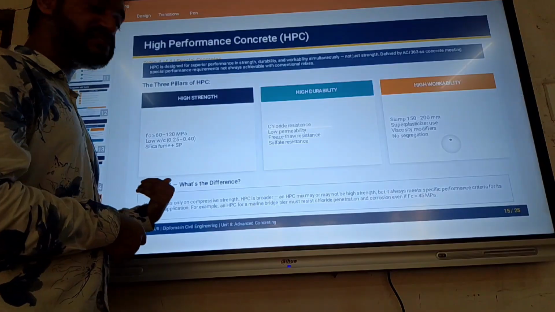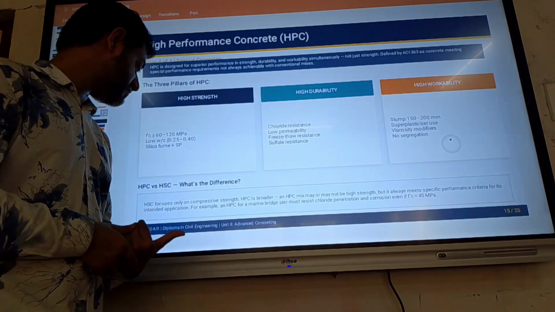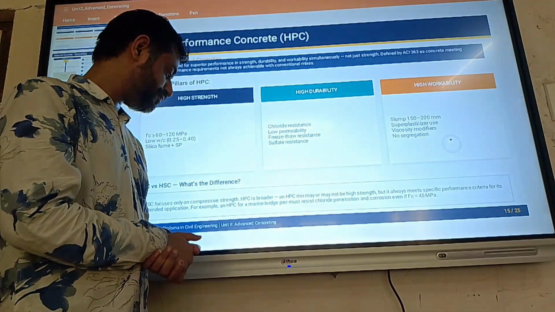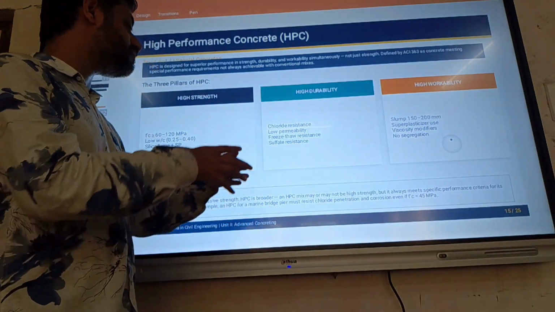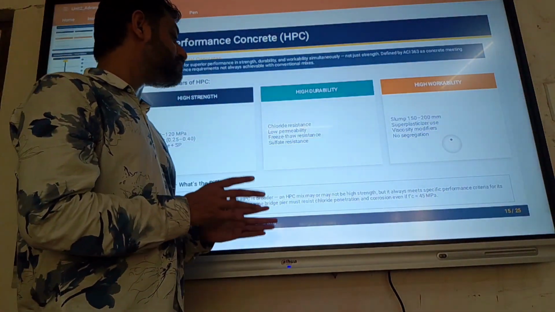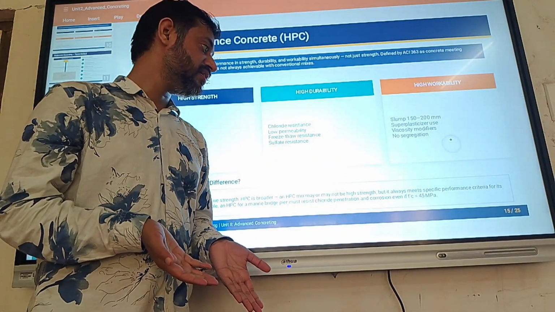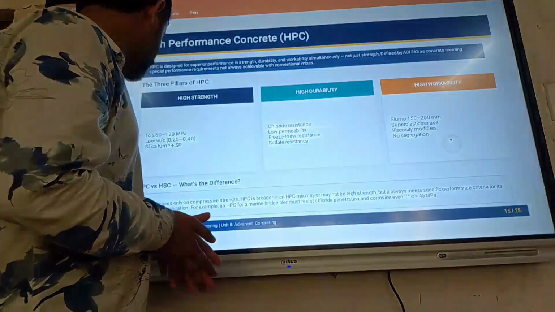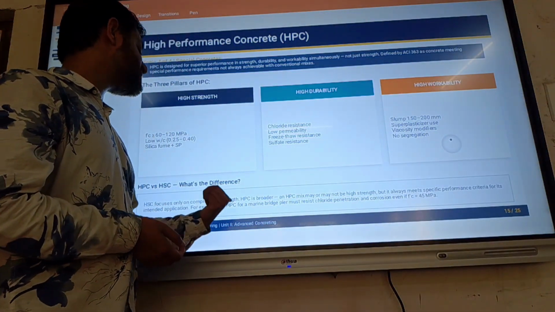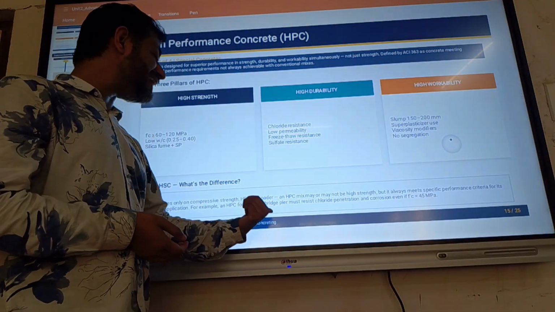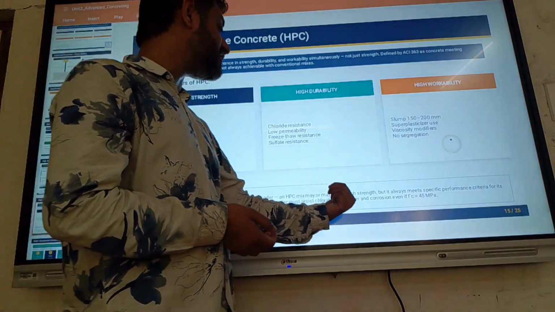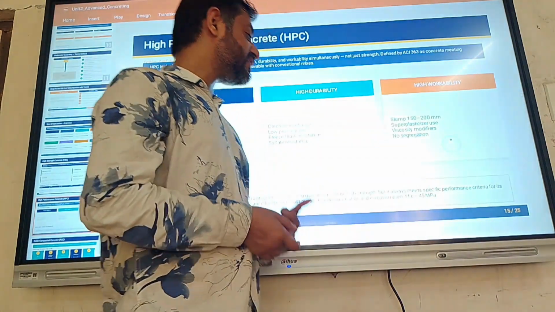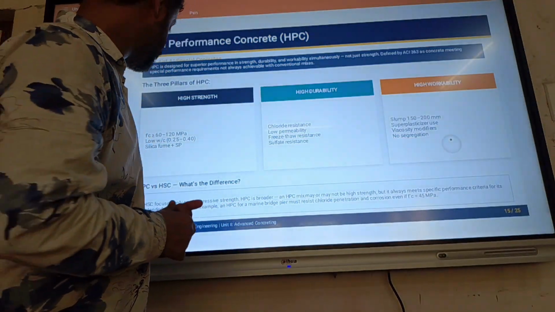So what is the difference between high performance and high strength? High strength mainly focuses on the compressive strength, and in the case of high performance it is broader. So a high performance mix may or may not be high strength, but it should meet the specific performance criteria for its intended application. For example, an HPC for a marine beach pier must resist chloride penetration and corrosion even if its characteristic strength is 45 MPa.